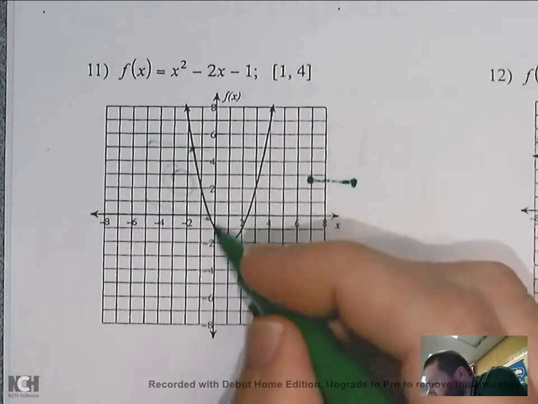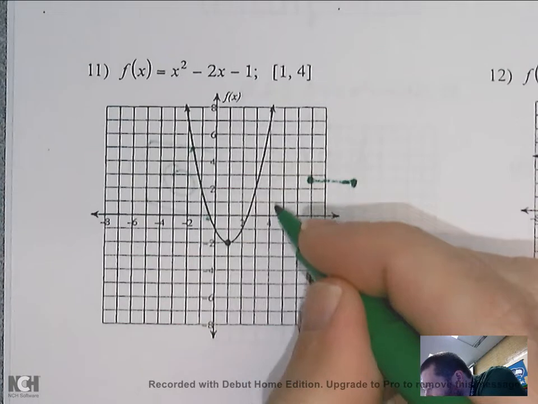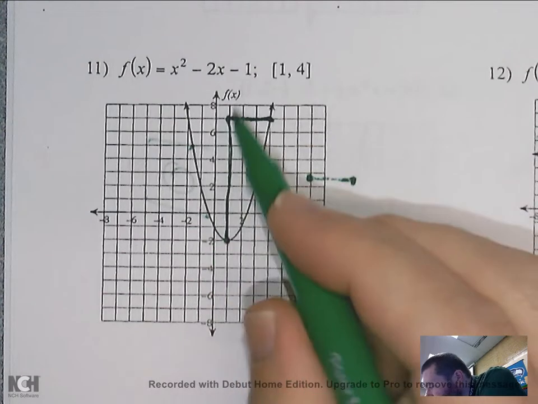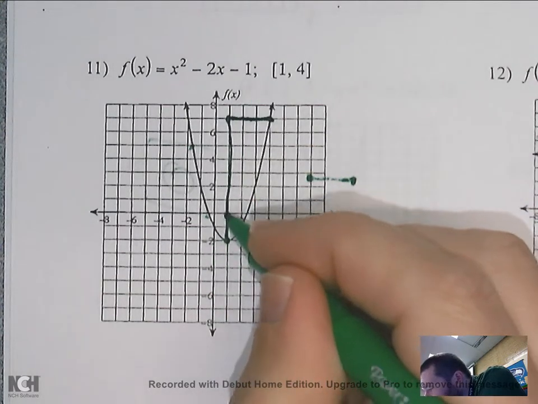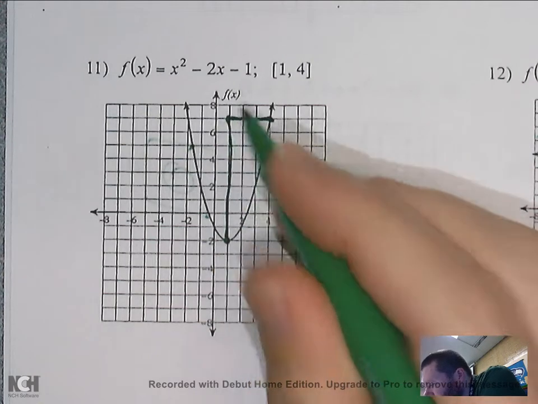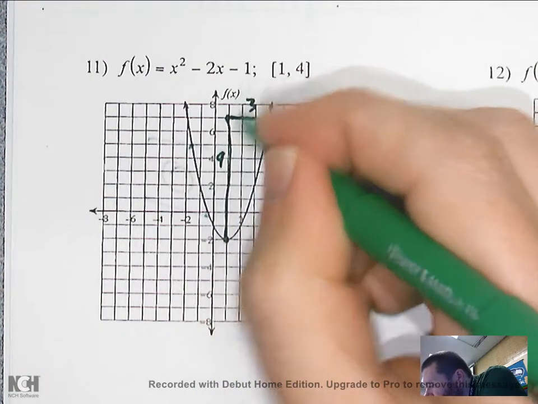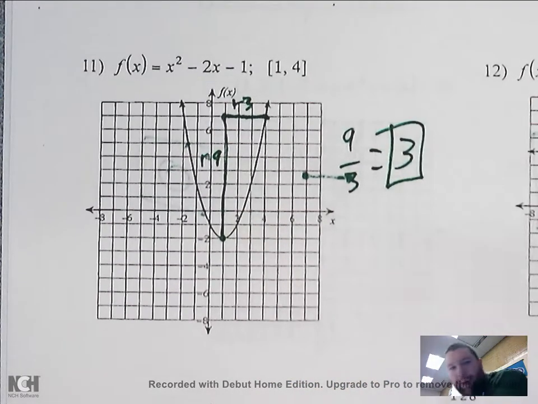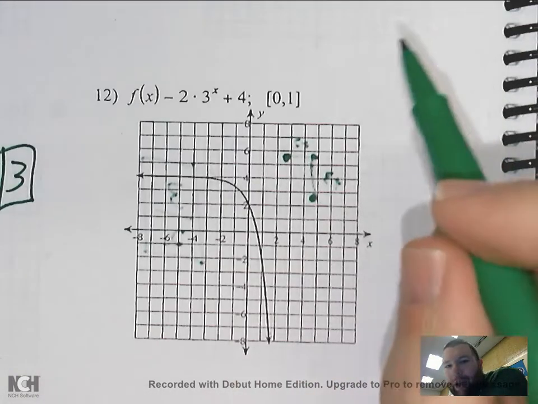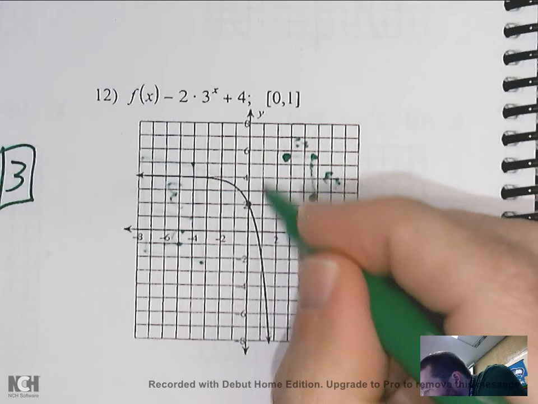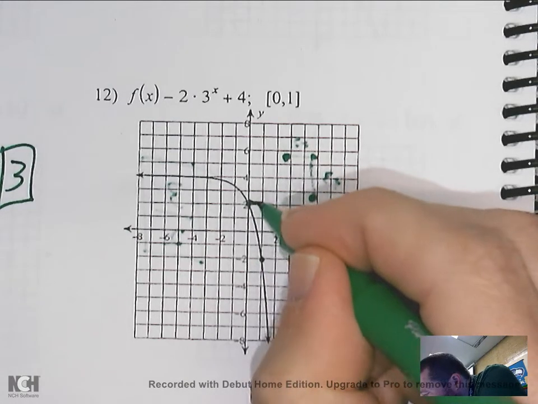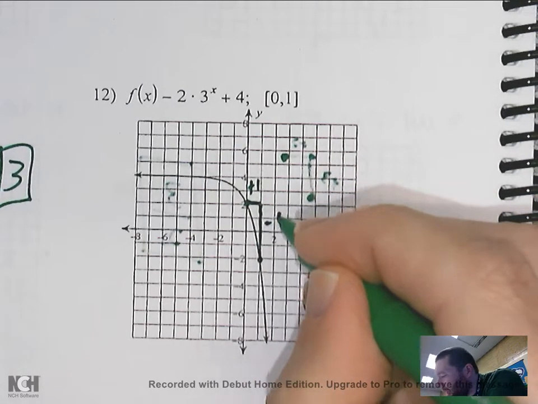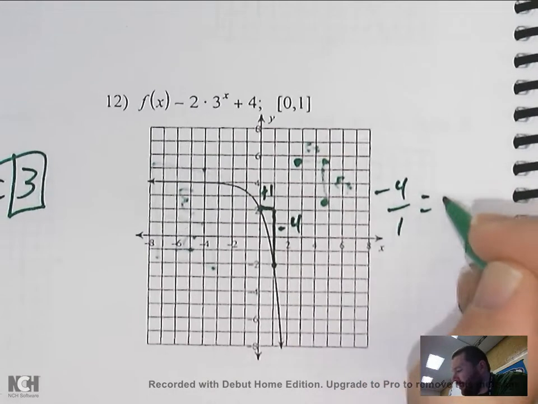This one is 1, so right there, and 4, which is right there. So it is going up 9, 1, 2, 3, 4, 5, 6, 7, 8, 9. It's going up 9 over 3. So 9 over 3 would simplify down to 3 over 1, or 3. Okay, and the last one here, 0 is right there, and 1 is right there. So over 1 and down 1, 2, 3, 4. So -4, so it'd be -4 over 1, or just -4.